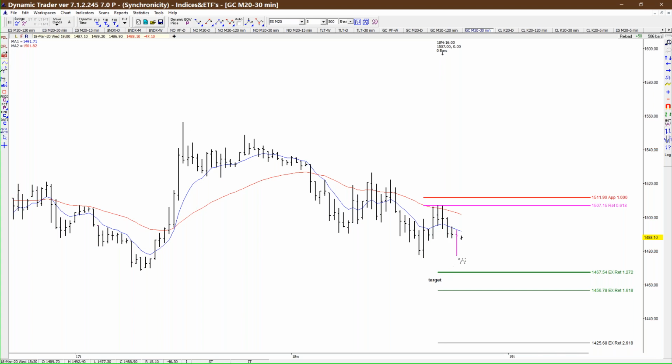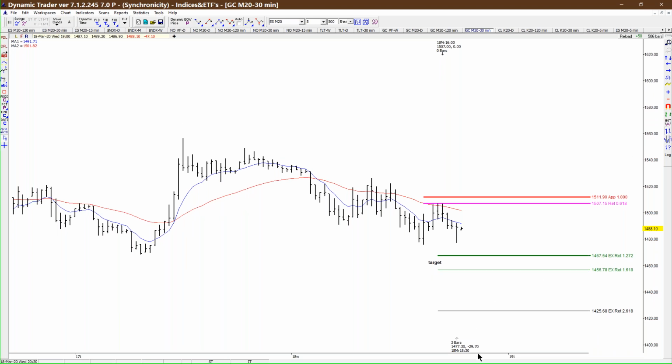And let's see what we did from there so far. Typical targets, the 1272, 1467. But so far, you've had a decline of $29.70.